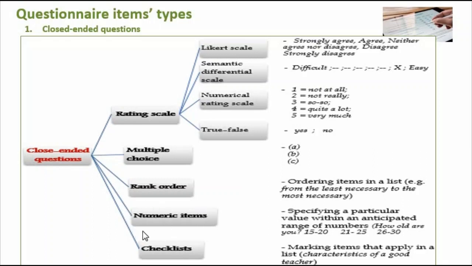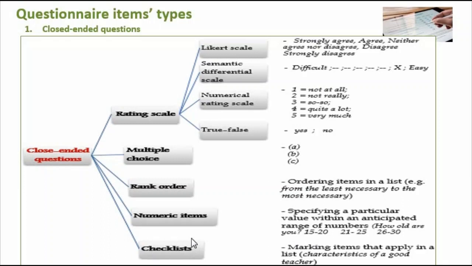Another type is called numeric items. Here, this involves specifying a particular value within an anticipated range of numbers. The researcher provides a range of numbers. For example, how old are you? This is the question. And the options are 15, 20, 21, 25, 26, 30. Here, the respondent will choose the range where his age falls.